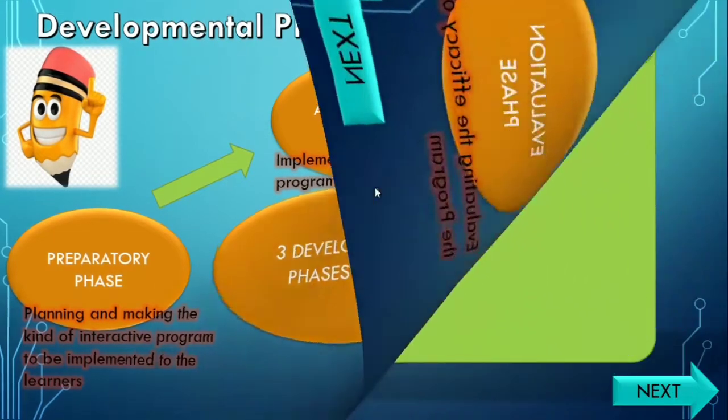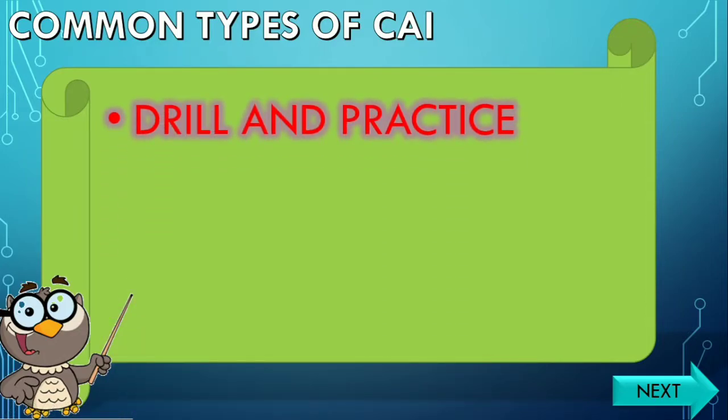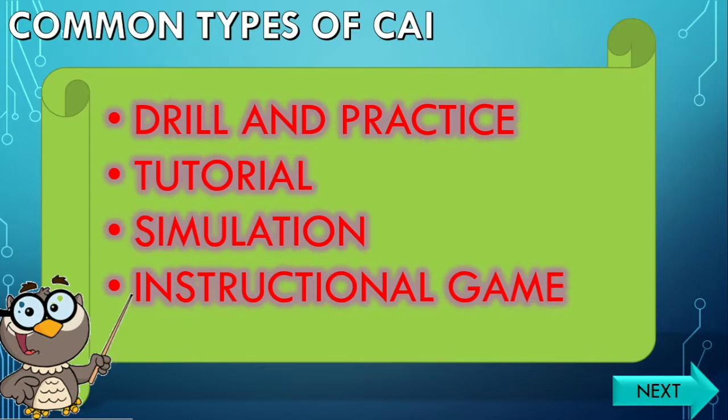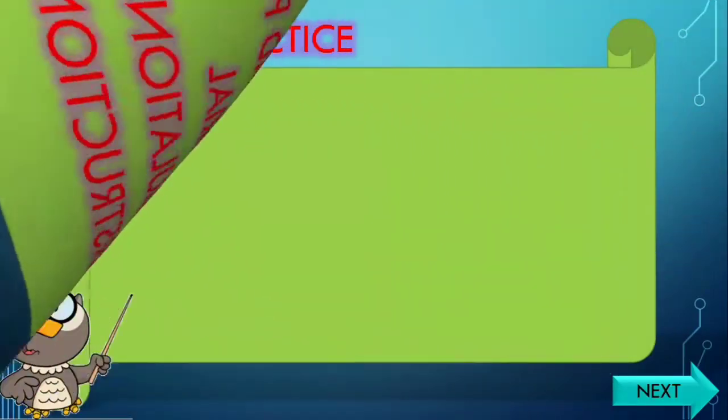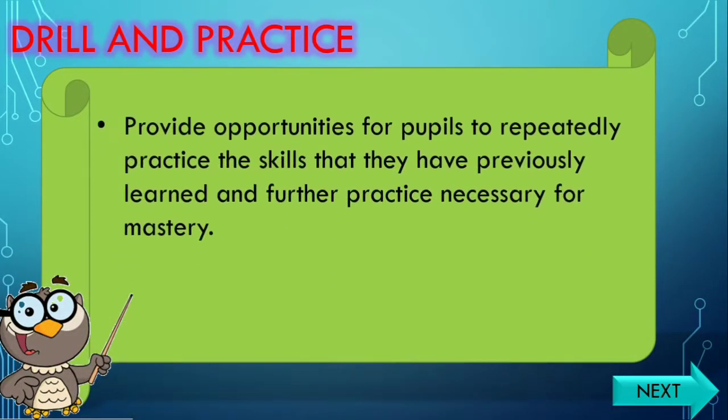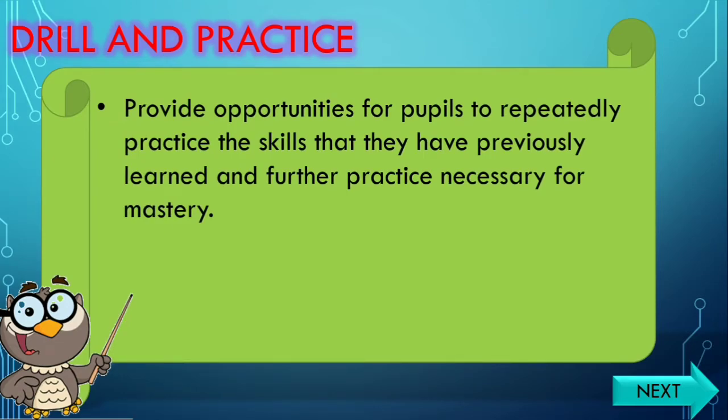Next, what are the common types of CAI? First, there's an instructional material that works for drill and practice, for tutorial, simulation, and instructional game. Let's know first what is drill and practice. It provides opportunities for pupils to repeatedly practice the skills that they have previously learned, and further practice necessary for mastery. So this can be applied in our mathematics and English subjects, wherein we are encouraging the pupils to review previously mastered skills and providing multiple activities that will enhance and improve more the skills that they have learned.